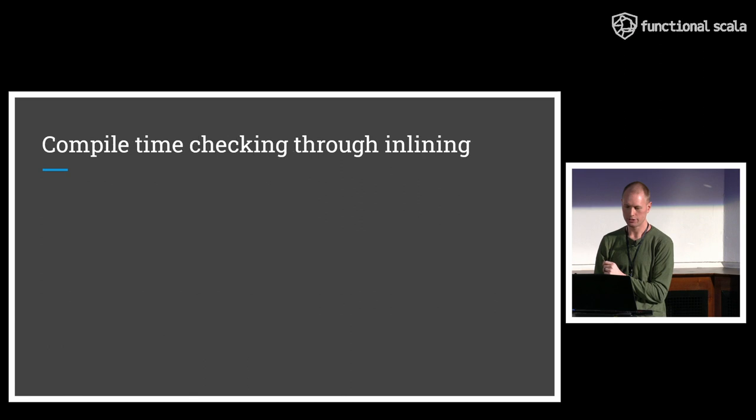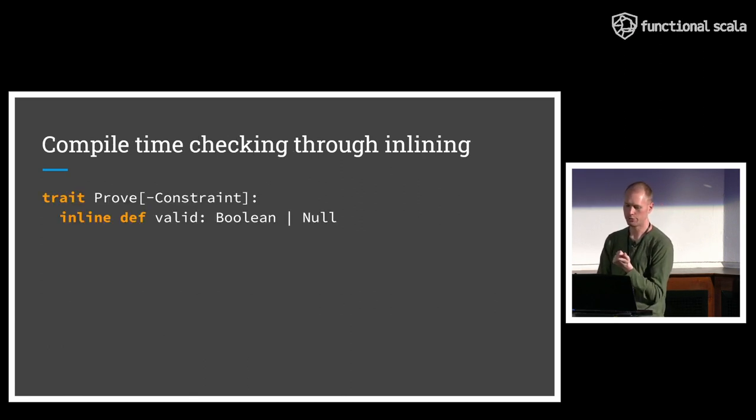So we can get compile time checking through inlining. So we use a type class the same way, but now in our inline def, we either get a Boolean back when we check it, or we get null, because we're dealing with expressions when we have compile time checking. So you might not be able to definitively say, hey, this constraint holds or does not. That's why we have that or null on it.